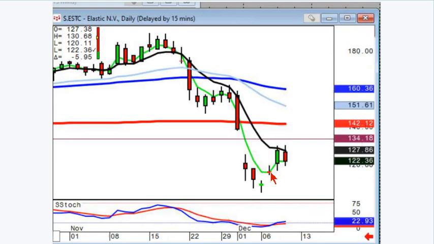ESTC. Another one that failed to get up above the T line. Bearish harami and failed to get the T line today. Already oversold. Do we short on weakness tomorrow? You can. You just watch to see what happens if it doesn't get back down to this area.